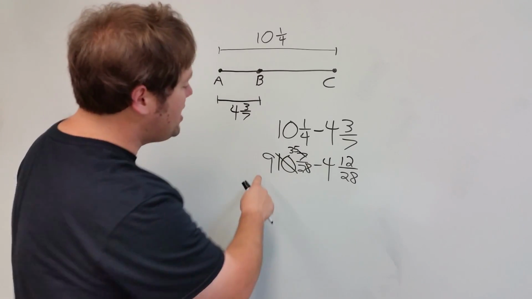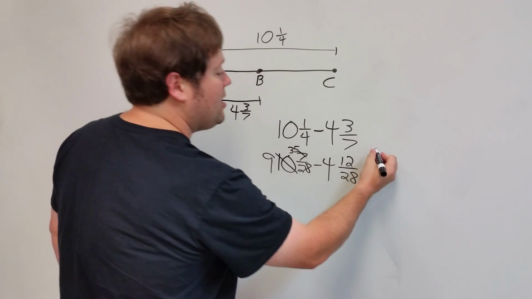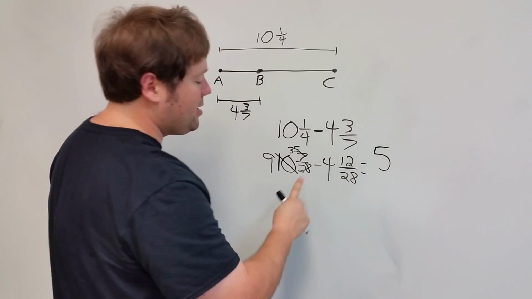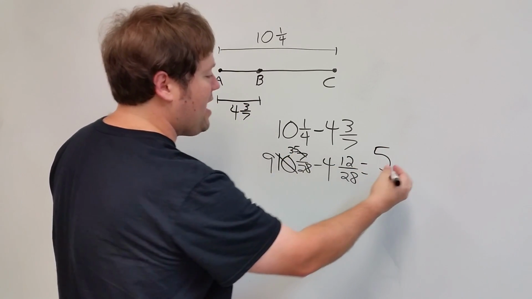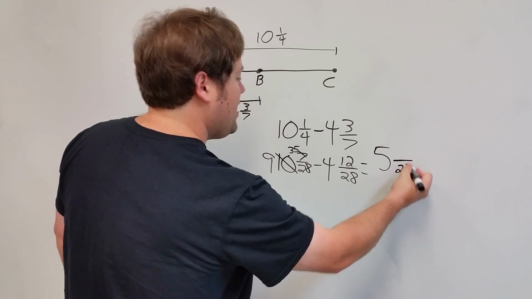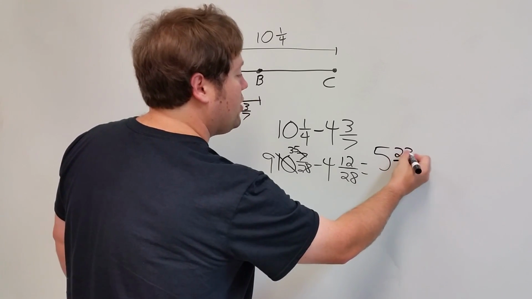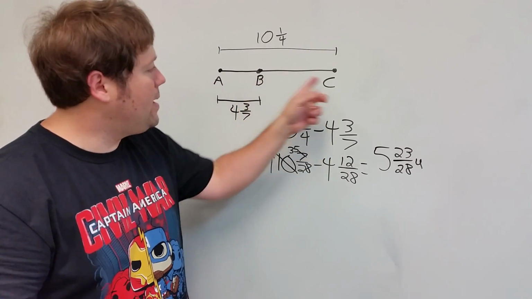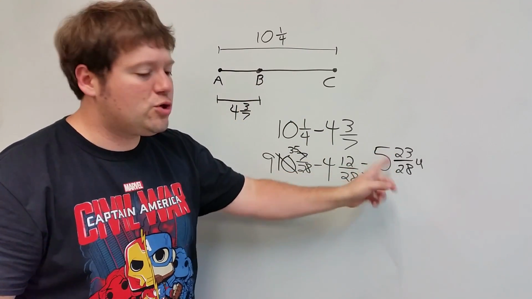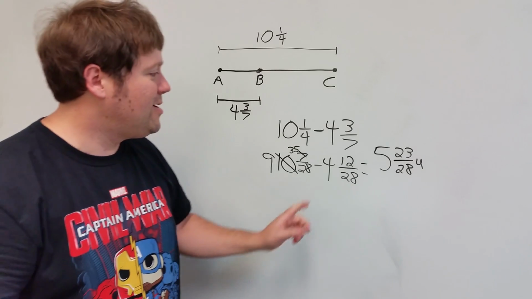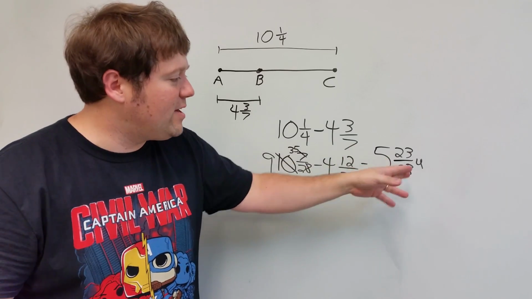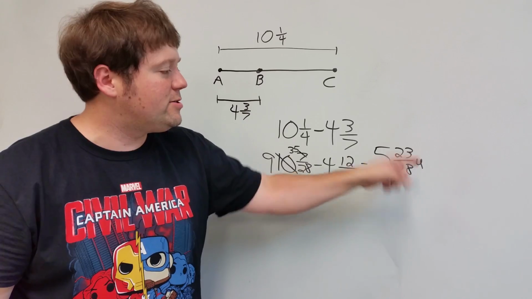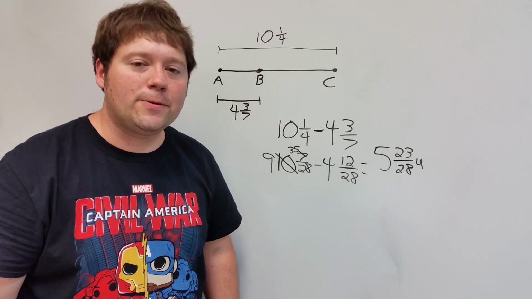I can do my whole numbers. 9 minus 4, I'll get 5. And then I can do my fractional part, 35 minus 12, and that's going to give me 23. So I now know the length of segment BC. It is 5 23/28ths long. And we didn't really give any specific measurement. We just said units, so I write U for my answer.